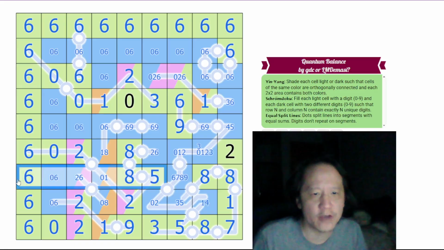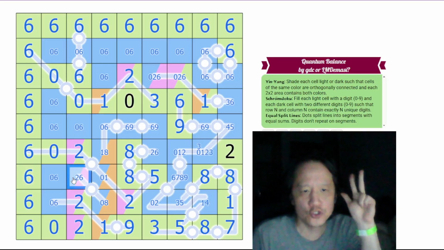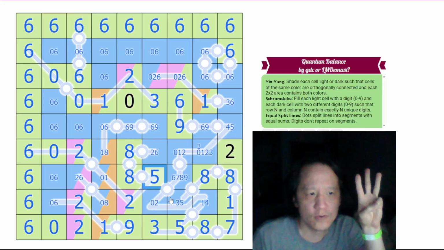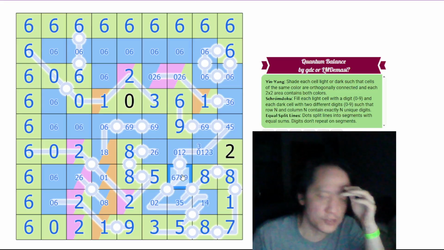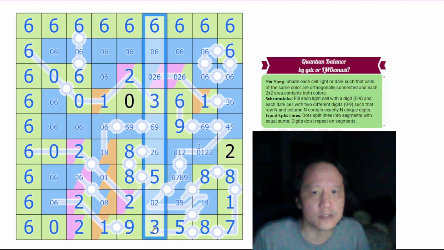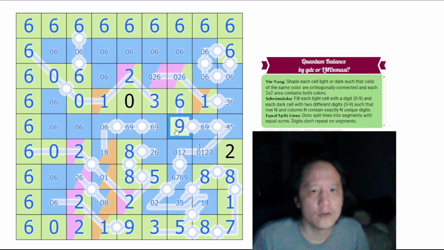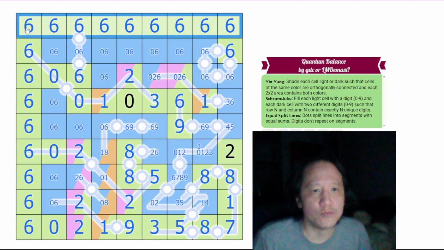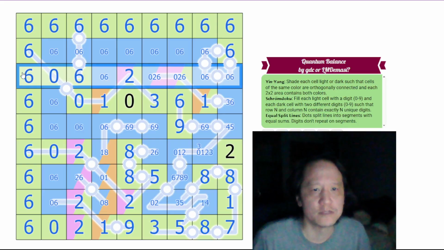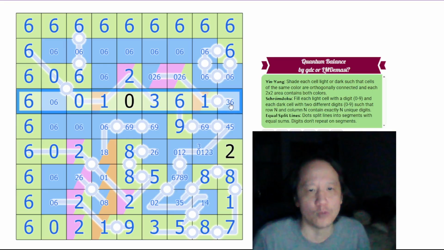So how many unique digits do we have in row 7? 0, 6, 2, 1, 8, and 5. That's 6. So it either is 7, 8, or 6, 9 here. Okay, so unique digits in row 1: 1, 6. Digits in row 2: 0 and 6, 2. Unique digits in row 3: 0, 2 and 6, 3. Unique digits in row 4: 0, 1, 3, 6.